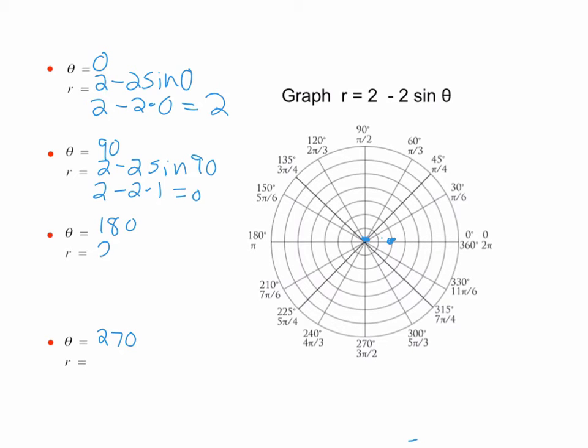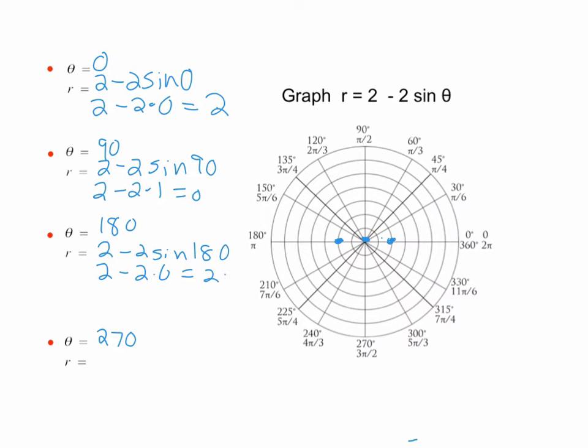Then next, I'll have 2 minus 2 sine 180. Well, the sine of 180 is again 0. So this is really 2 minus 2 times 0, which is 2 minus 0, which is just 2. So when I'm facing 180 degrees, I need to go 2 steps forward.